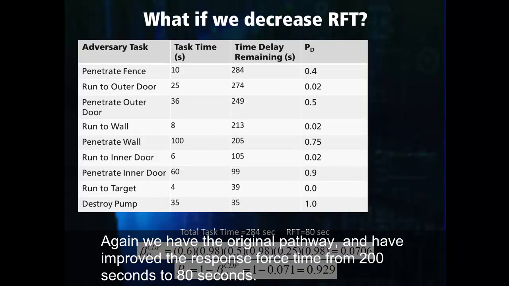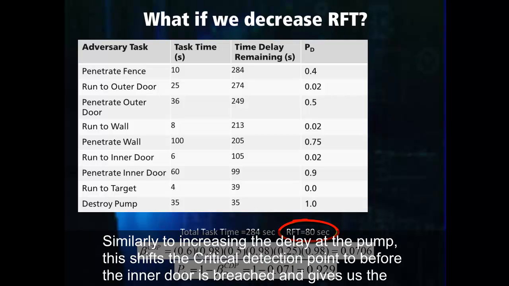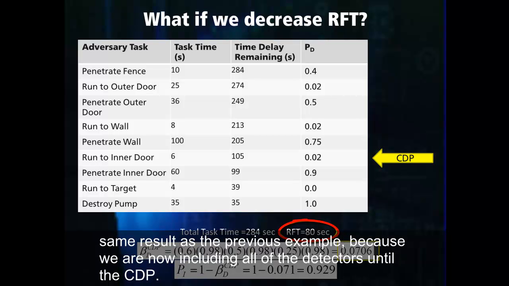Here again we have the original pathway and have improved the response force time from 200 seconds to 80 seconds. Similarly to increasing the delay at the pump, this shifts the critical detection point to before the inner door is breached and gives us the same result as the previous example because we're now including all of the detectors until the CDP.